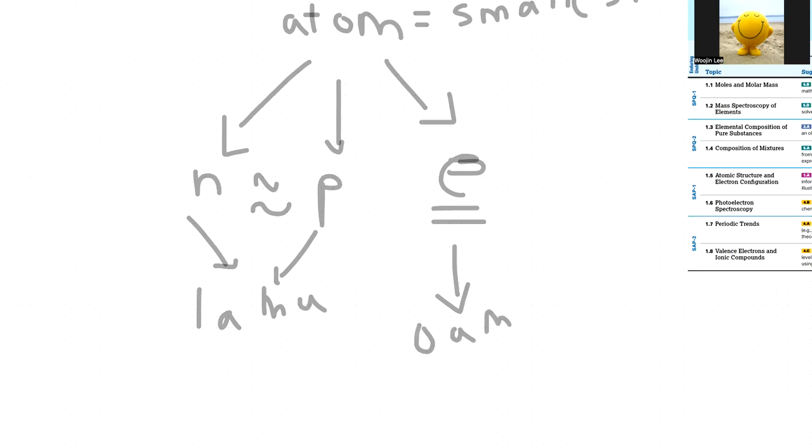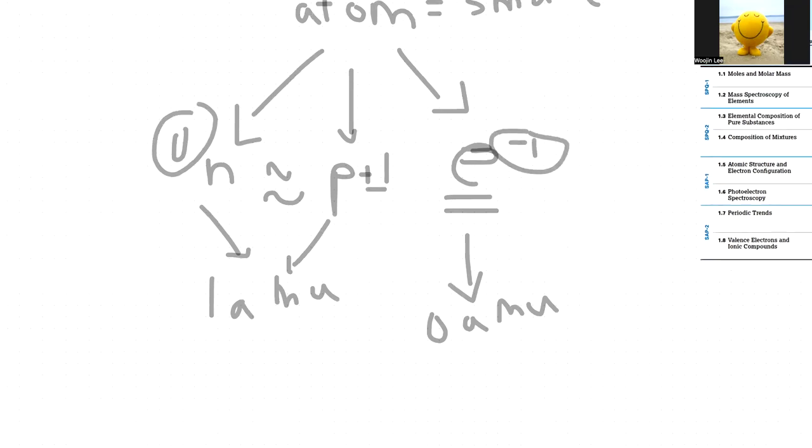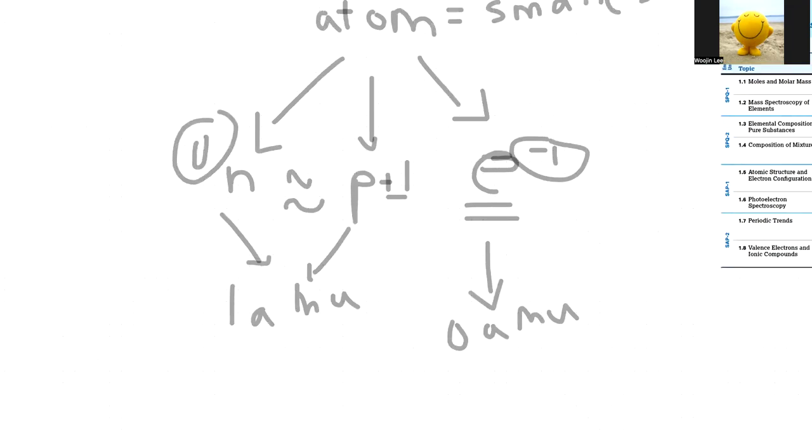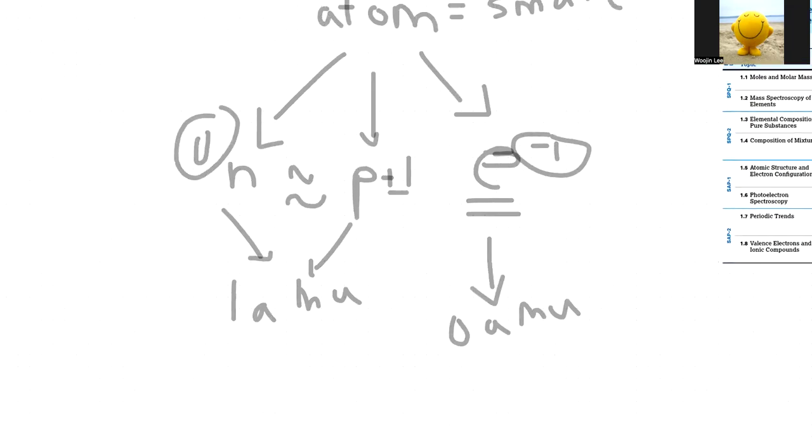And the neutron is self-explanatory, a neutral particle has no charge. Proton has a +1 charge because of pro, and the electron is just -1 charge. And if you really want to see how the mass of an electron compares to the mass of a neutron and proton, an electron has a mass that's 1/2000 of what a proton and neutron have.